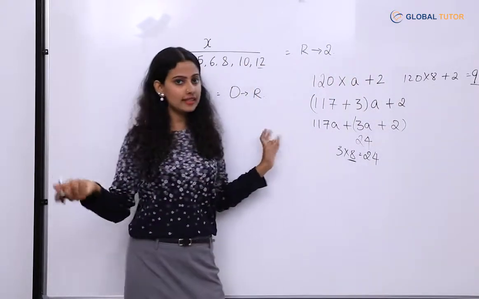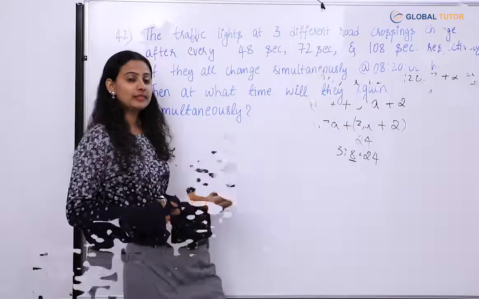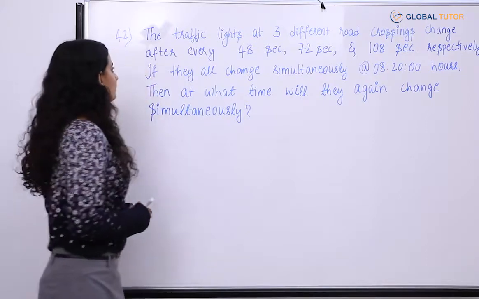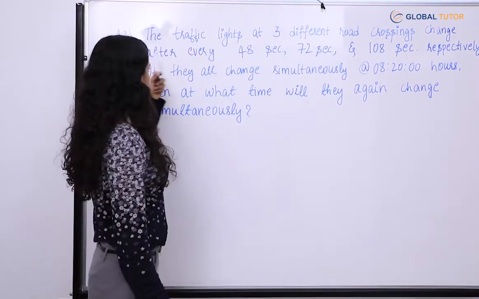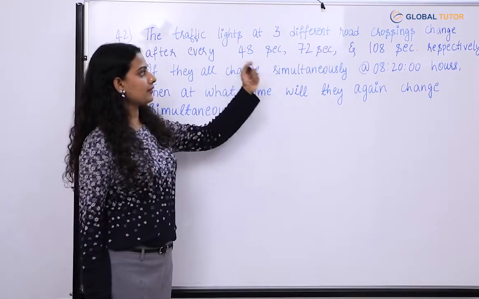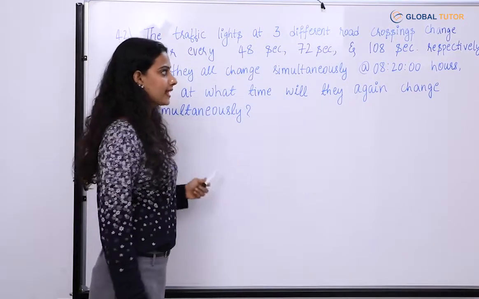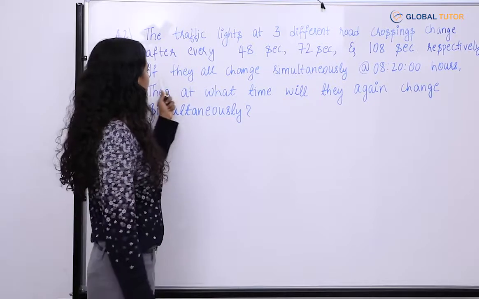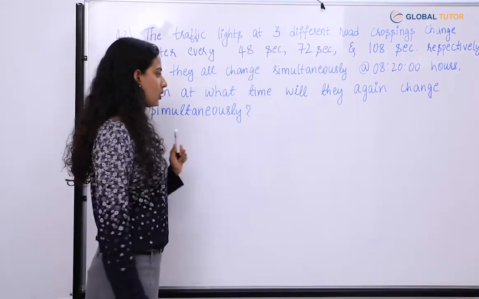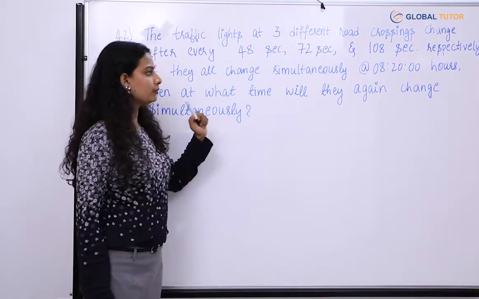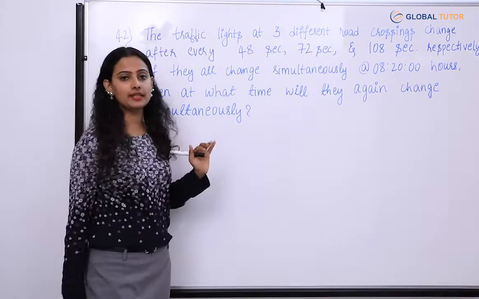So now let us see the next problem. Now let us read the next question. The traffic lights at 3 different road crossings change after every 48 seconds, 72 seconds and 108 seconds respectively. If they all change simultaneously at 8:20 hours, then at what time will they again change simultaneously?